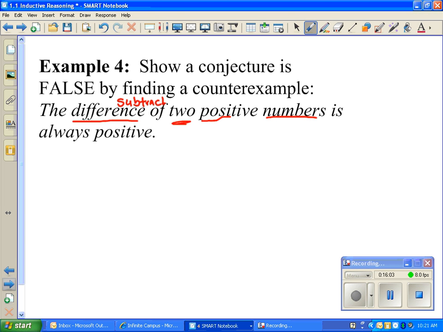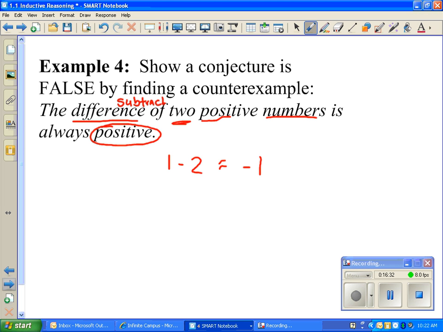Okay, but instead of being positive, I want to make it what? Negative or neutral, which is 0. So this is what I want to change. I want to make this part false. Everything else has to stay the same. I've got to deal with the difference of two numbers, making it not positive. And you said try what numbers? 1 minus 2.